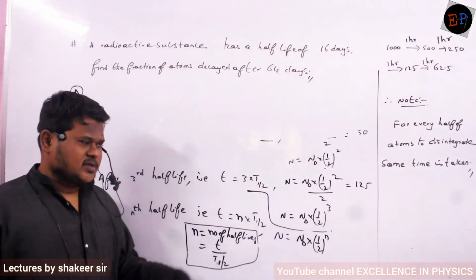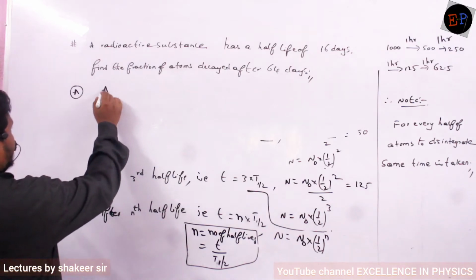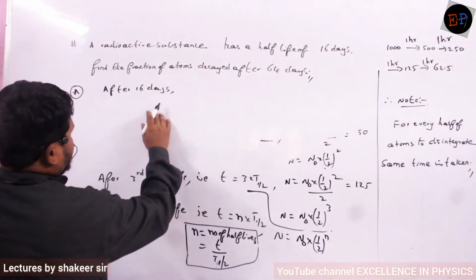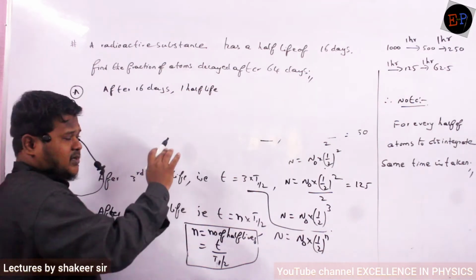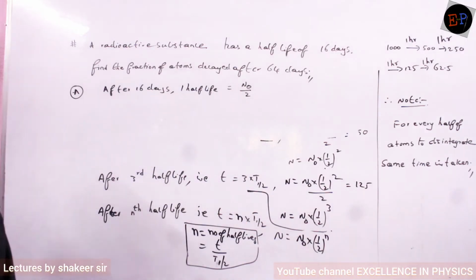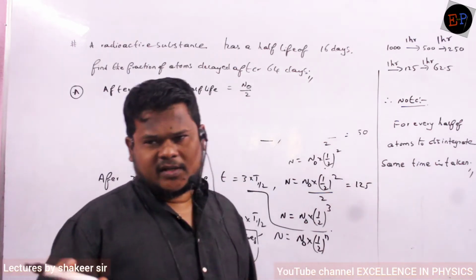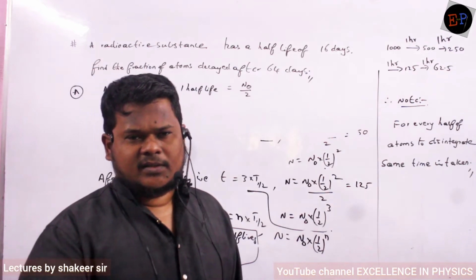First of all, without using this formula, let us proceed in the general fashion. After 16 days, one half-life is completed. So if the initial number of atoms is N naught, then it will become N naught by 2. After one half-life, half of the atoms have disintegrated and half of the atoms are ready for disintegration.